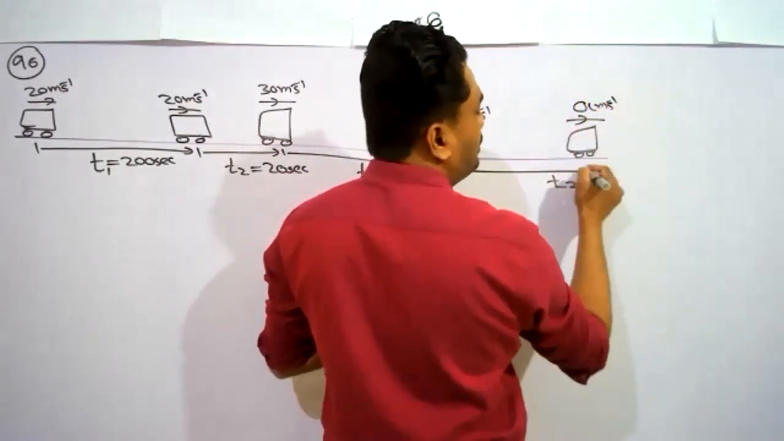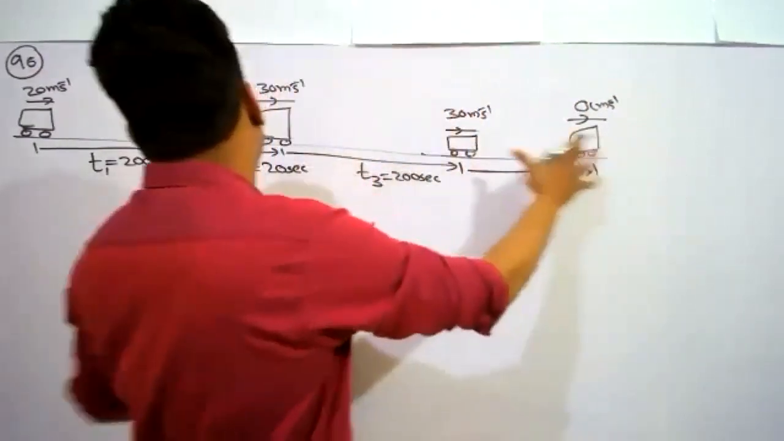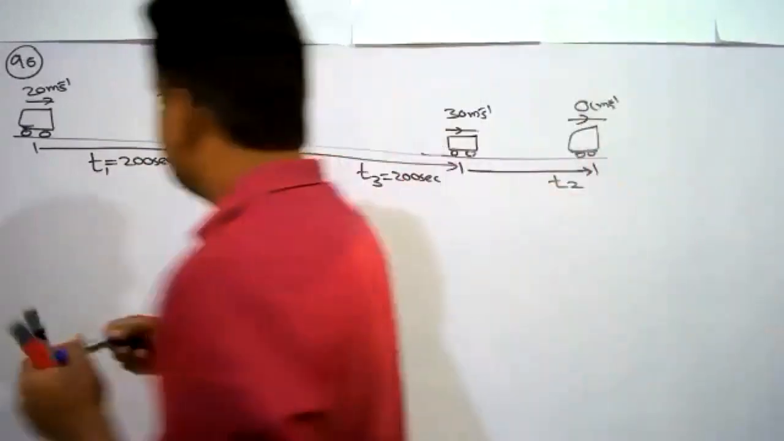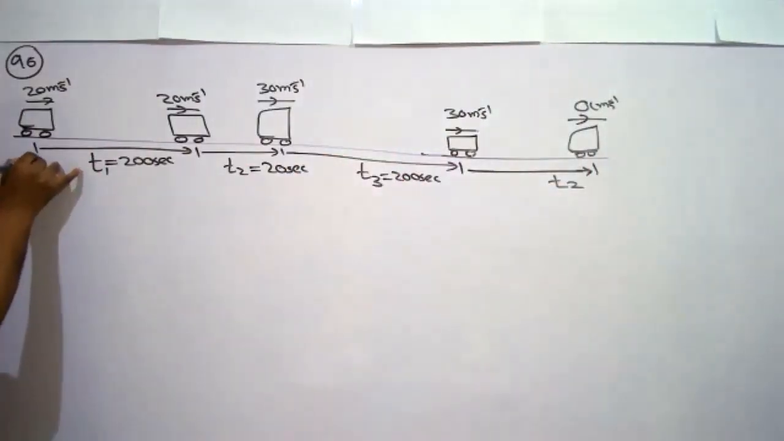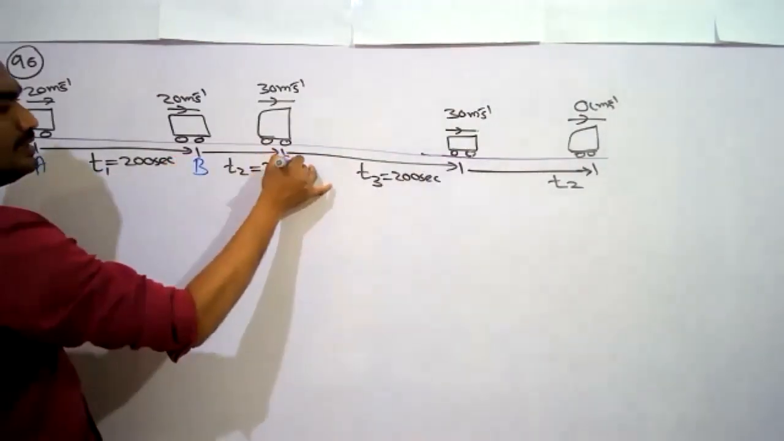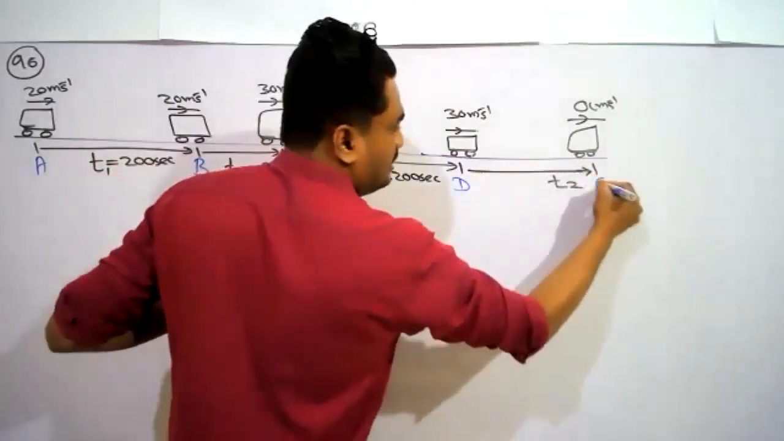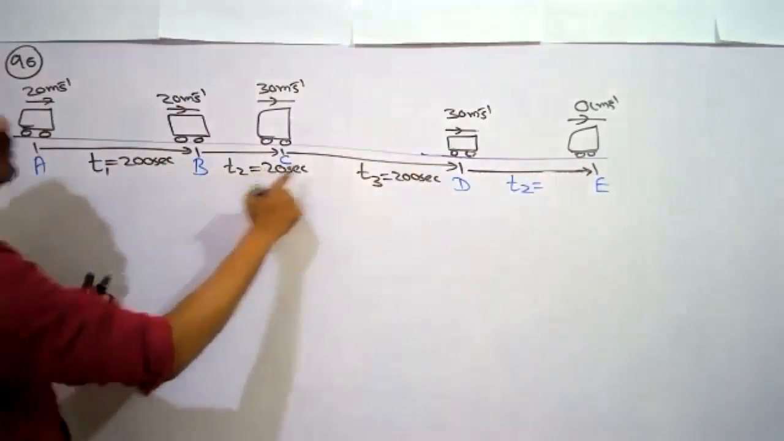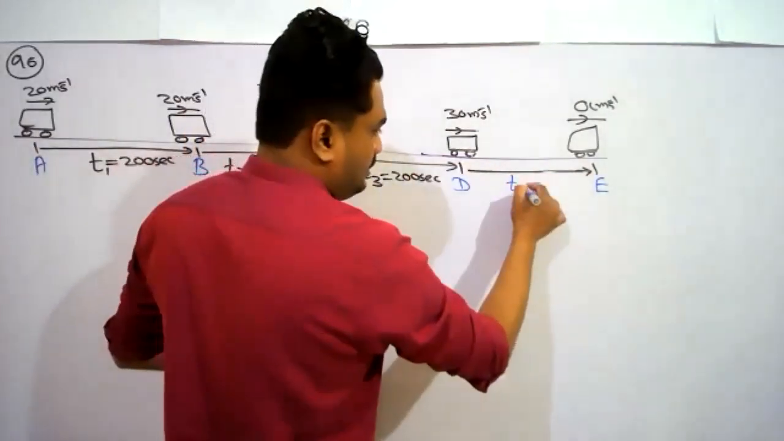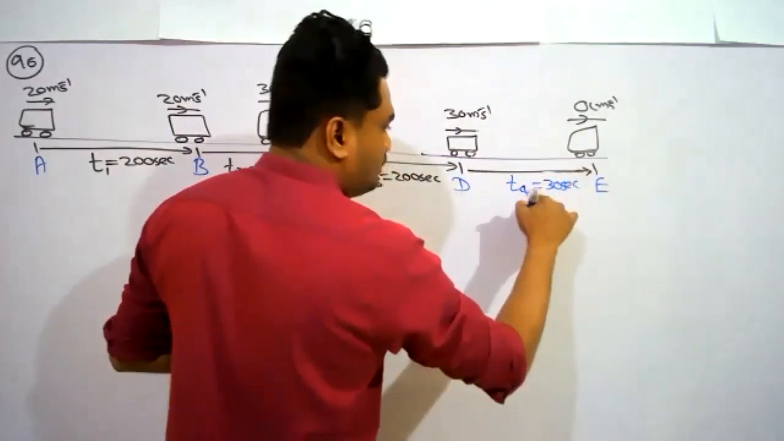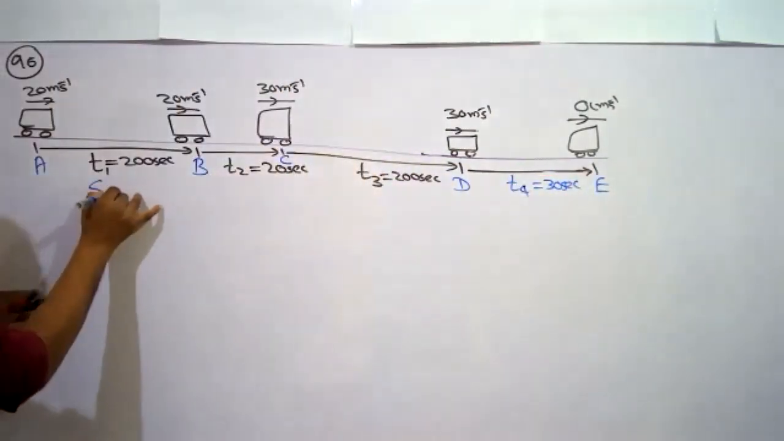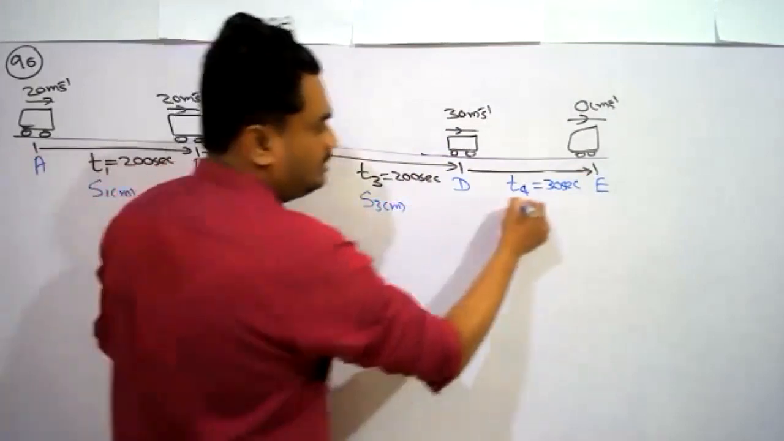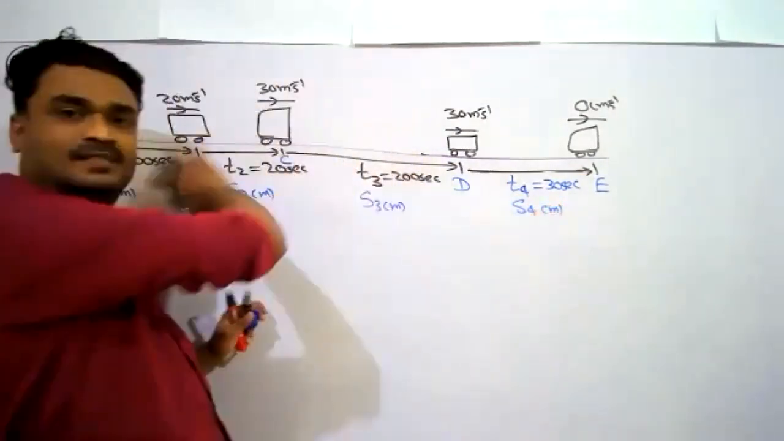First of all, draw this motion. This is the motion described in the question. And let me take these points as A, B, C, D, E. T2 is not T2, it is T1, T2, T3, T4. T4 is 30 seconds. So let me take the displacements as S1, S2, S3, S4. Complete them all there.